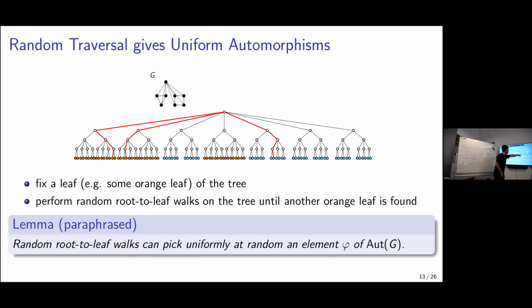So if I find the first blue leaf, I can also fix this first blue leaf and compare all of the blue leaves that I find later to this first blue leaf. What I shouldn't do is keep two orange leaves and compare all of them to the orange leaves, because that will bias the automorphisms you find.